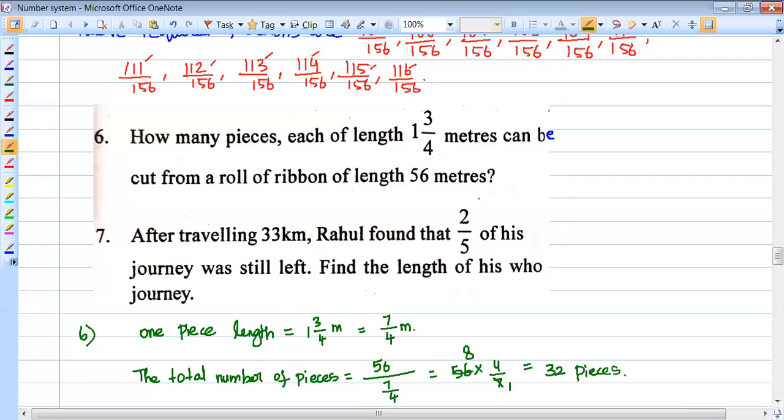Now we are going to discuss question number 7. After traveling 33 kilometers, Rahul found that 2 by 5 of his journey was still left. Find the total length of the whole journey.